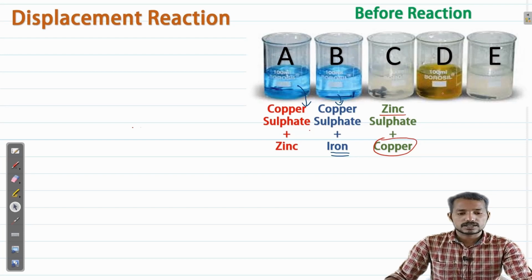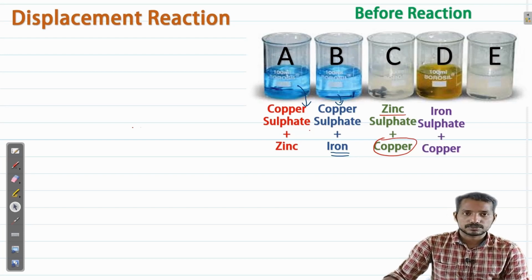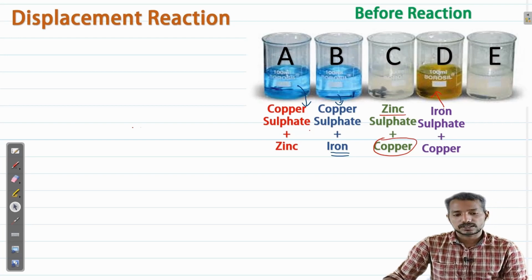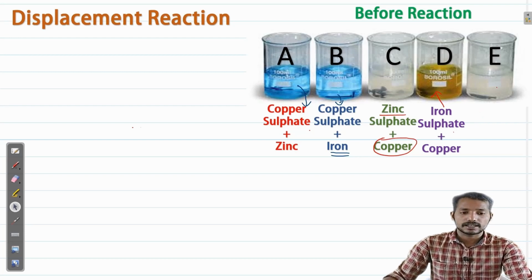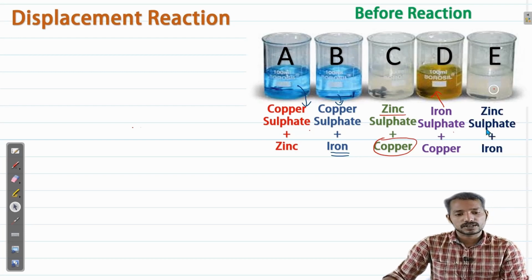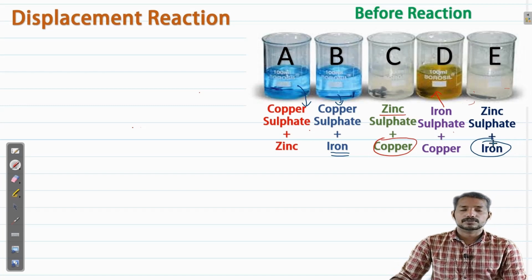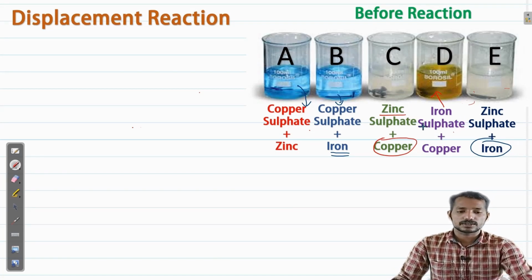And the fourth one, that is D, is iron sulfate. This is the color of iron sulfate, and we add again some copper filings. And in the fifth one, again colorless, that means it is zinc sulfate, and I added some iron filings. So these are the combinations we have taken.